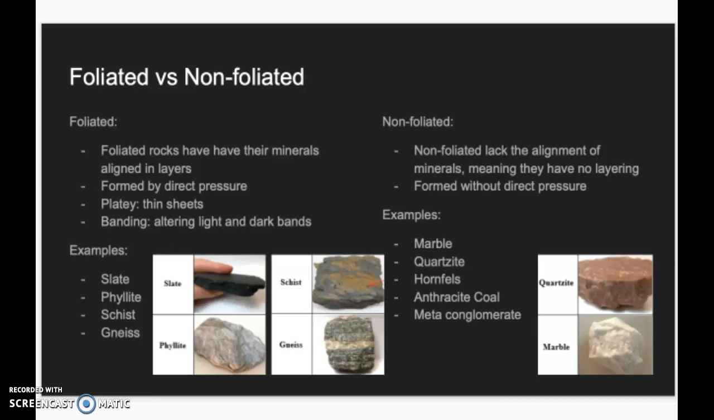Non-foliated rocks lack the alignment of minerals, meaning they have no layering. They are formed without direct pressure, and some examples are quartzite and anthracite coal.